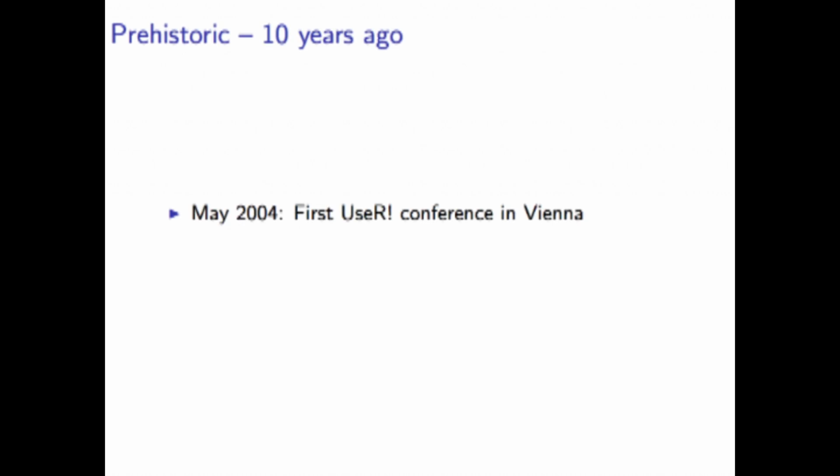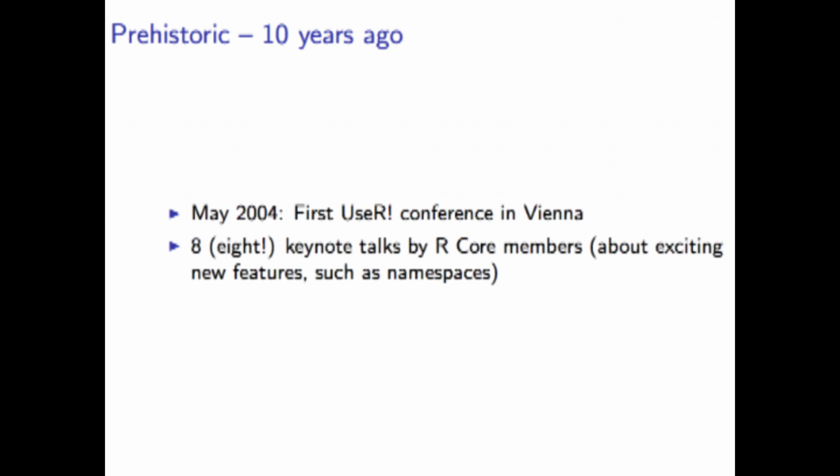So I have only one slide about history. John Chambers had many more, but he has much more to tell anyway about that. Ten years ago in May was the first useR conference at all, in Vienna. There were 8 keynote talks, all by R core members, about exciting new features in the R language at the time, such as namespaces, which were very new by then. R version 1.9.1 was due a month later and had some of these new features.